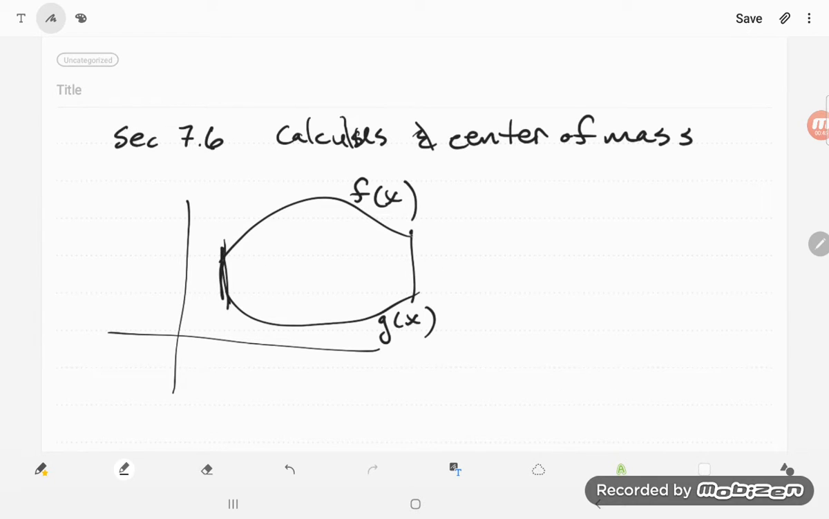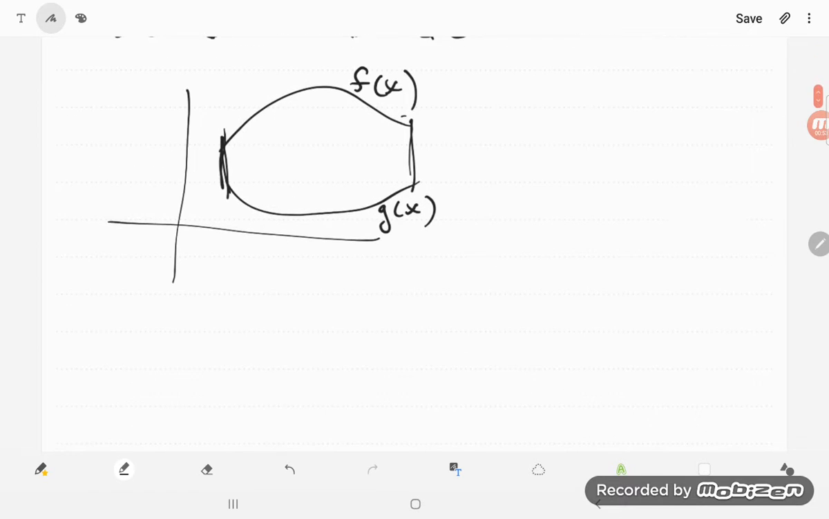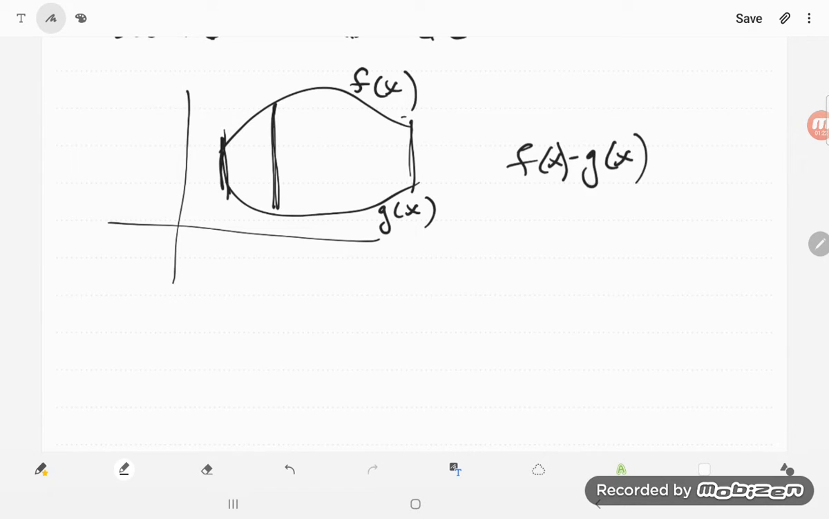Now, this is convenient that we've cut them there, but they could have come together in a point, where they intersected each other. That would be fine. Maybe we'll look at something like that. Try a sine and a cosine or something along those lines. And so again, if I want to find the mass of this thing, well, now, what's my height? My height is just f of x minus g of x. And I can name that a new function, h of x.